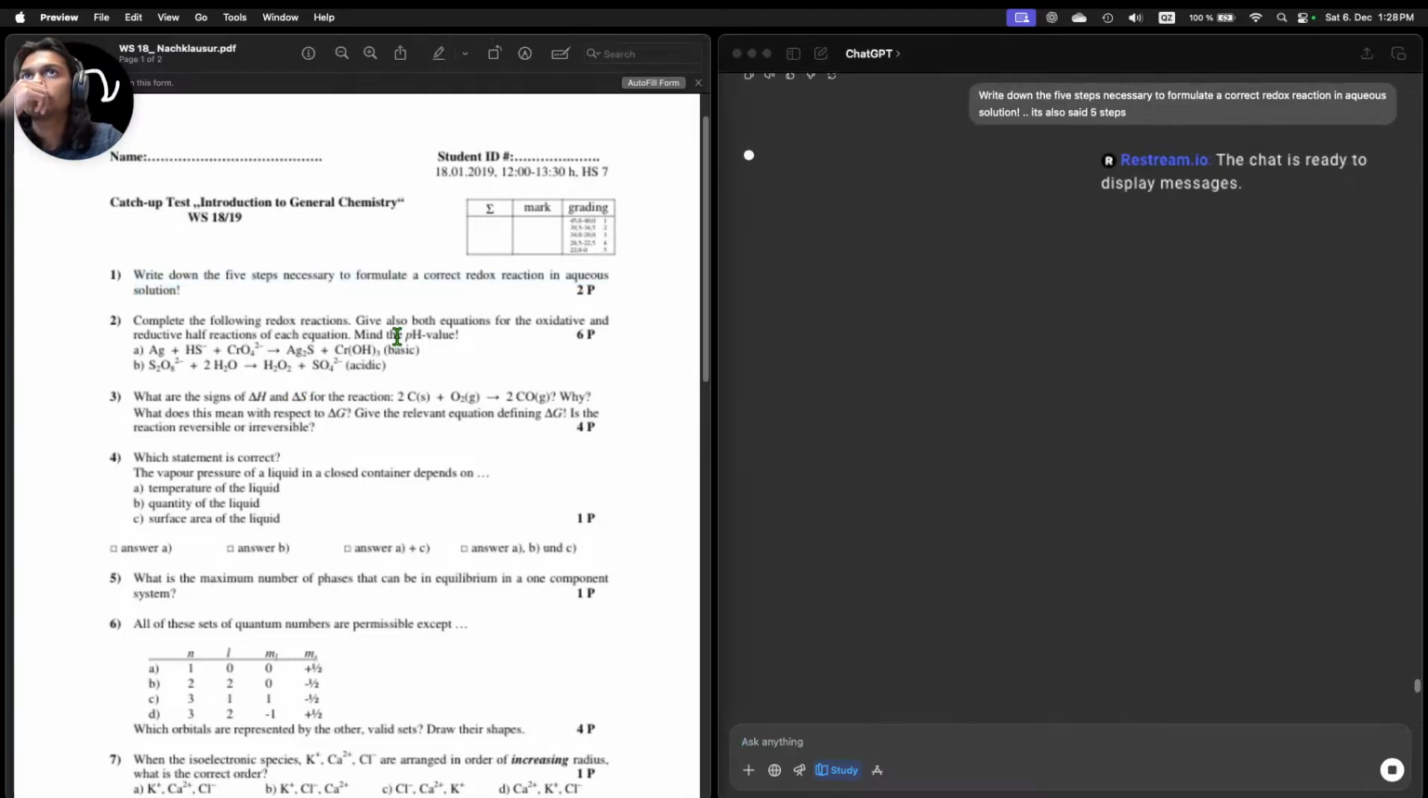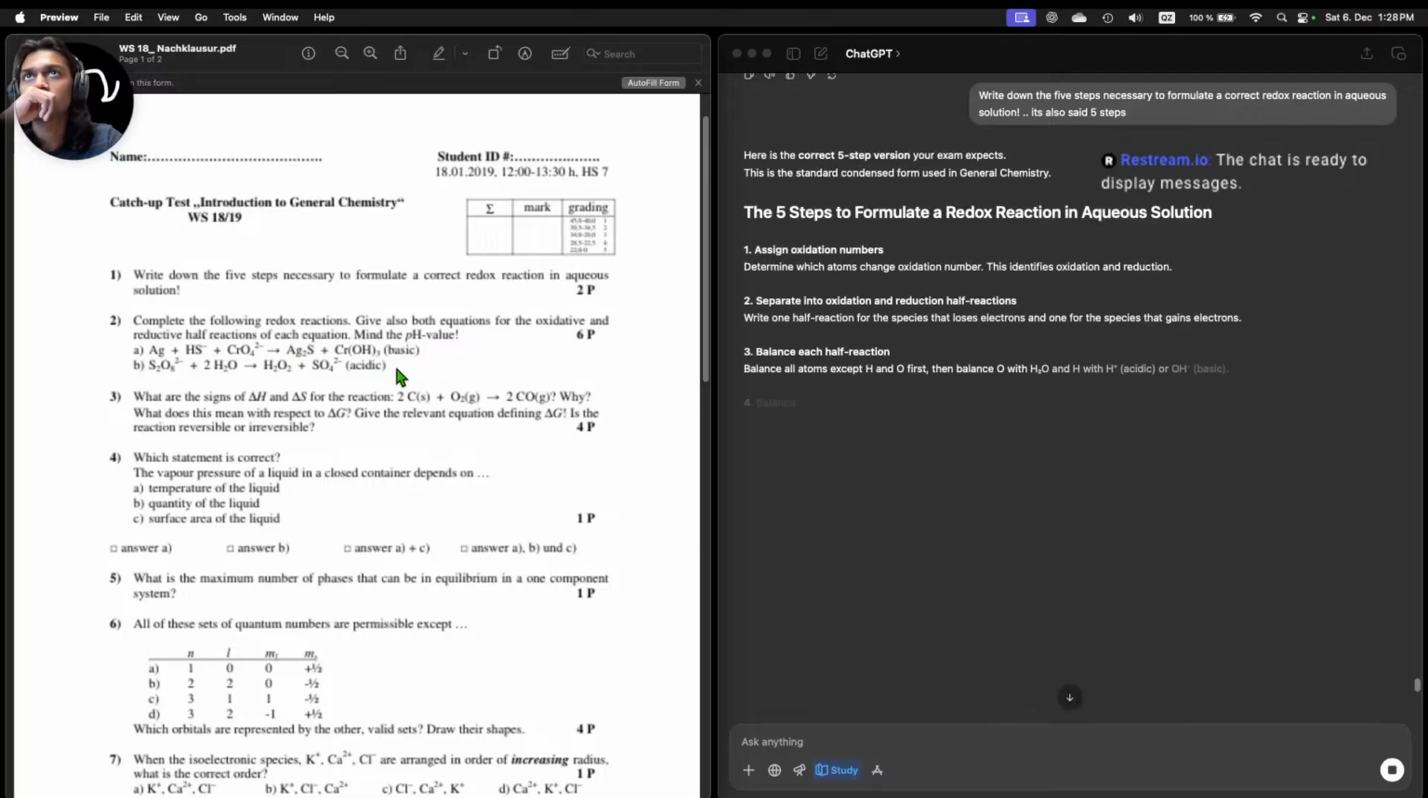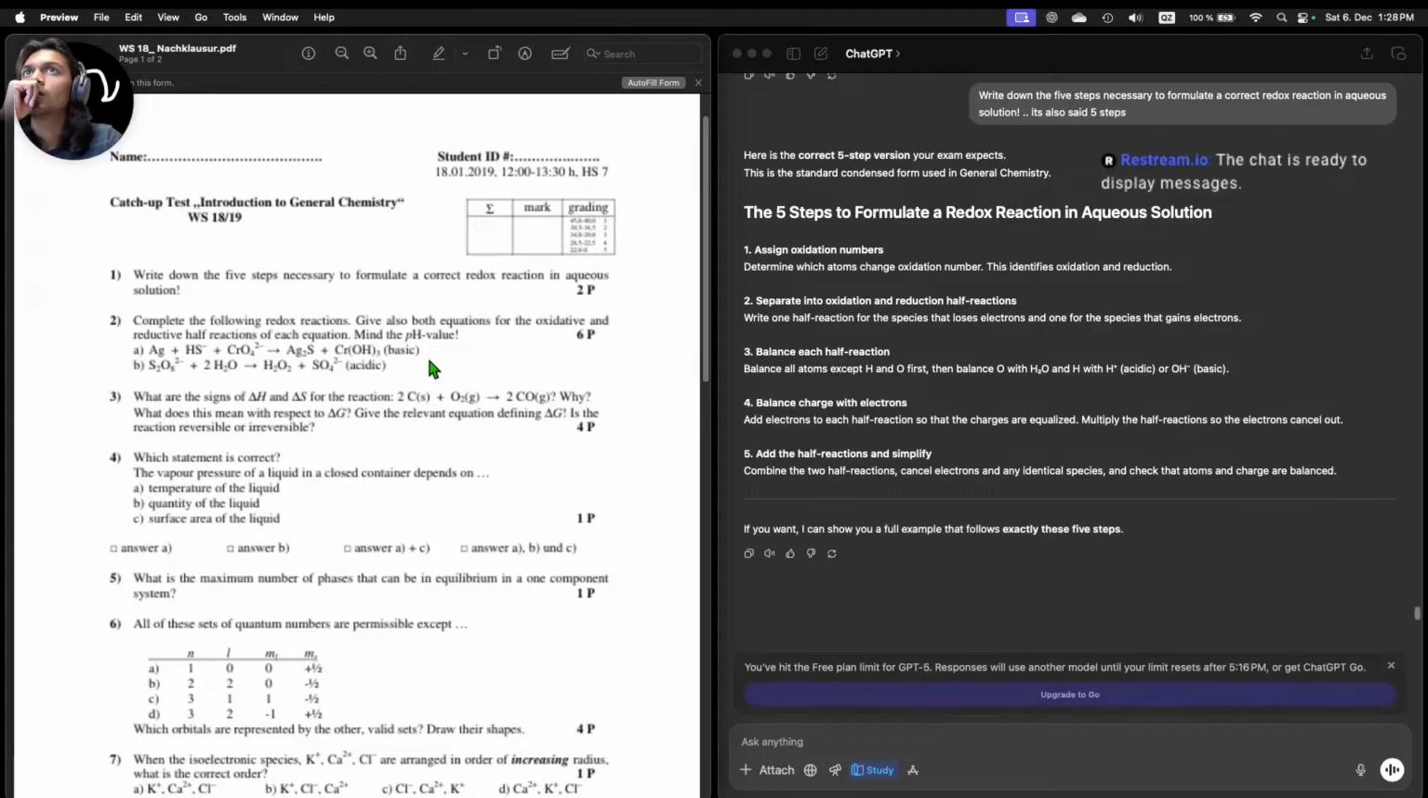Complete the following redox reaction. Give both equations of the oxidation and reduction half reactions of each equation, minus the pH value. Assign oxidation numbers. Determine which atoms change the oxidation number. This identifies the oxidation and reduction. We separate into oxidation reactions. Balance each half reaction. Balance charge with electrons. Add the half reactions and simplify.